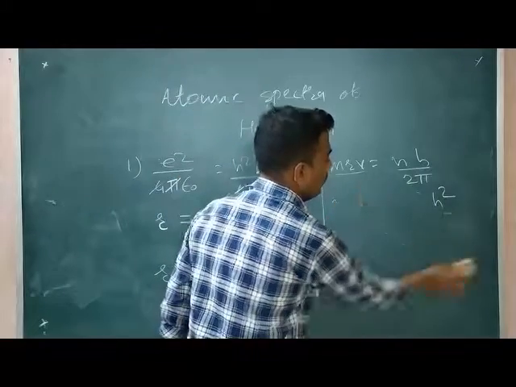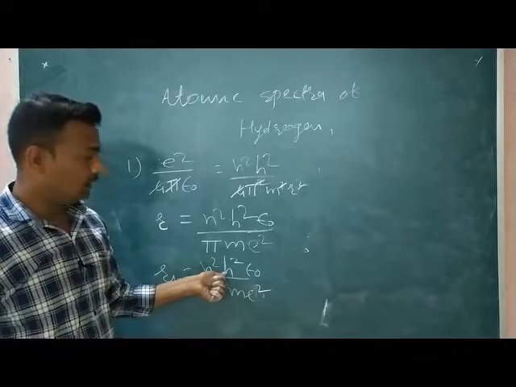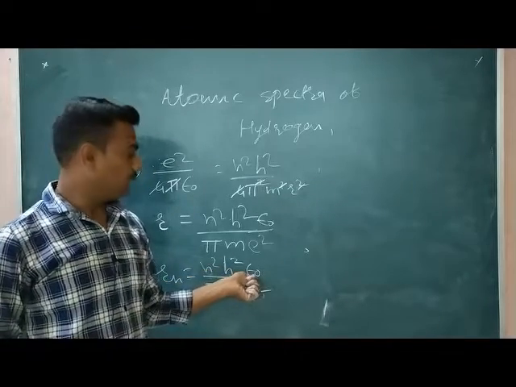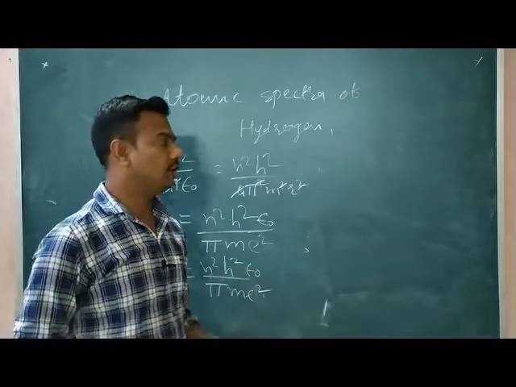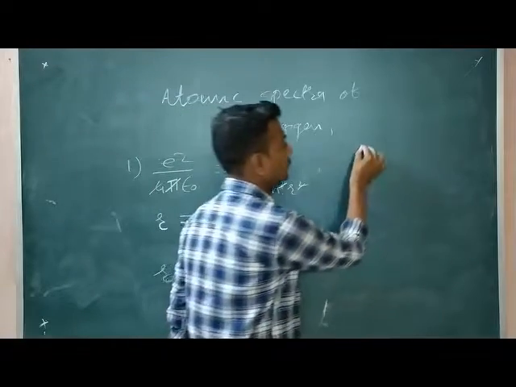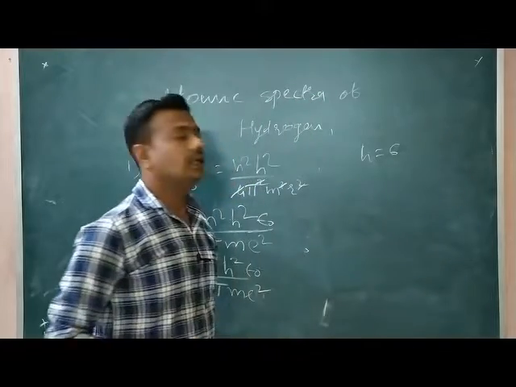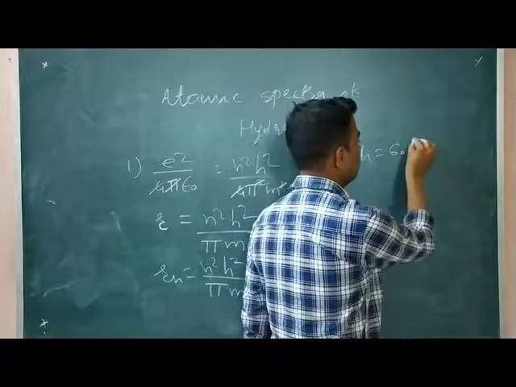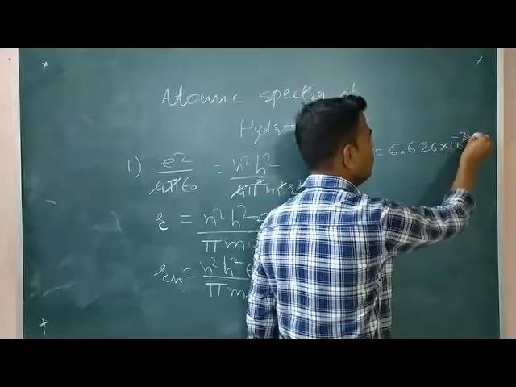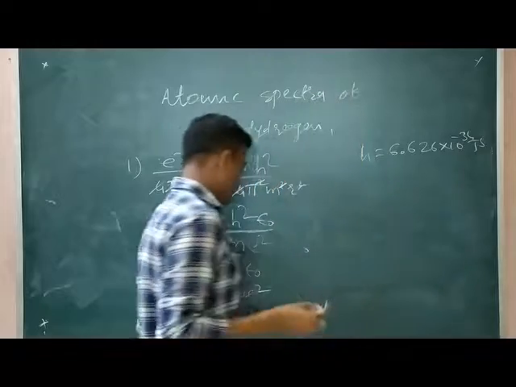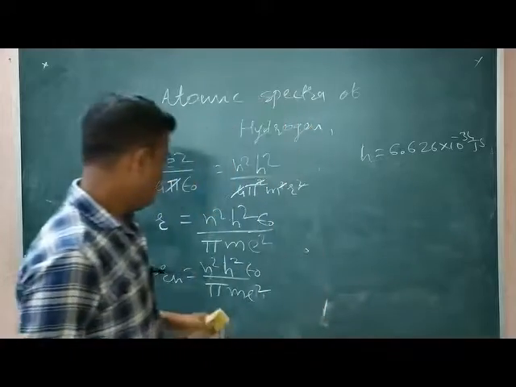Now here h is Planck's constant, epsilon 0 is the permittivity, pi is a constant, m is the mass of electron, e is the charge on electron. If we substitute h, what is Planck's constant, its value: h is equal to 6.626 into 10 to the power minus 34 joule second.